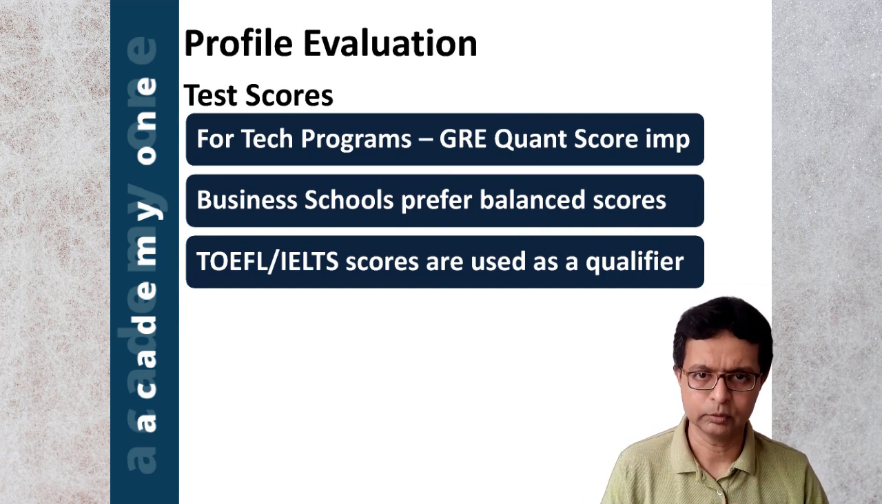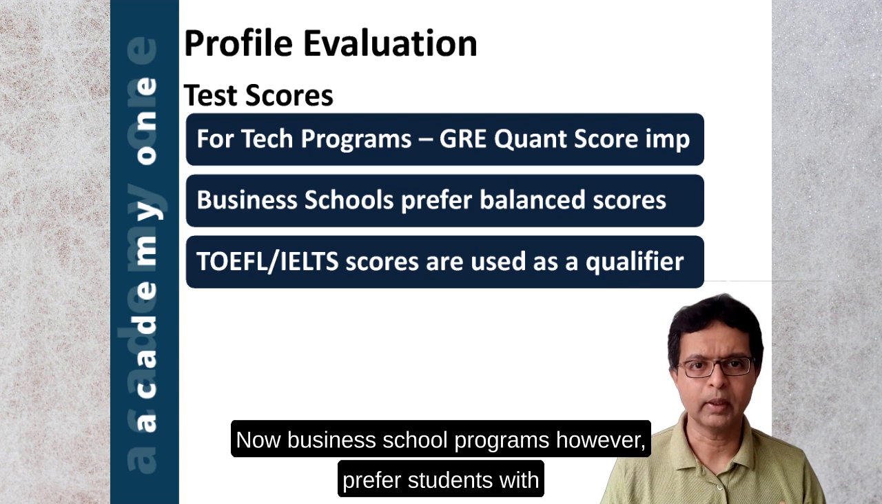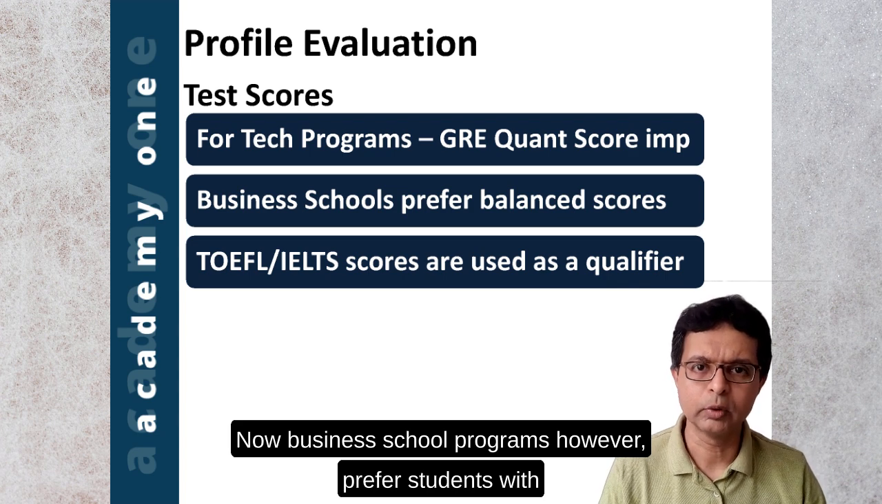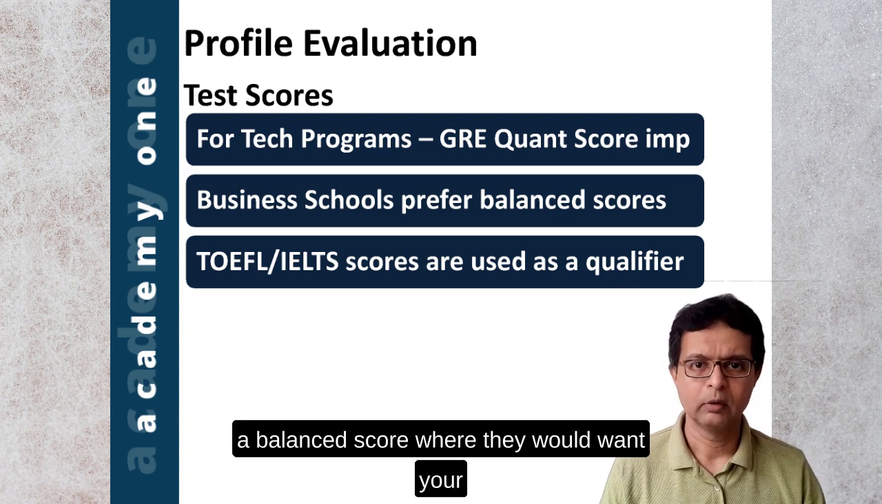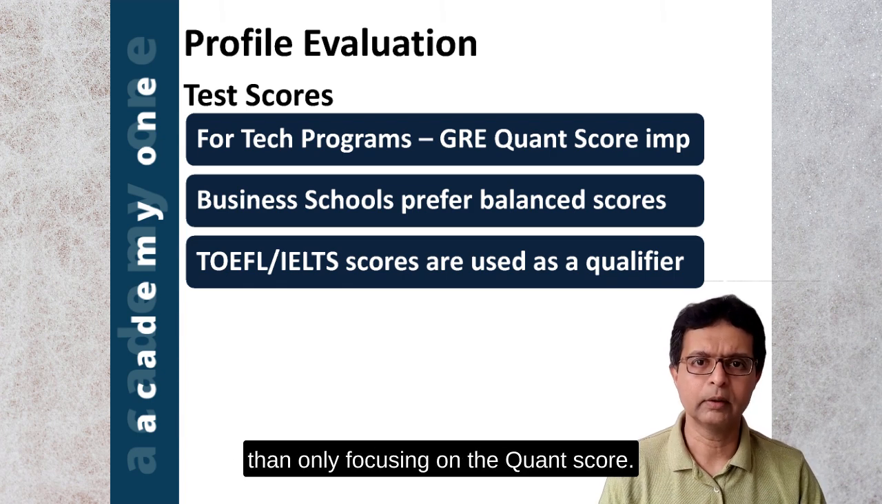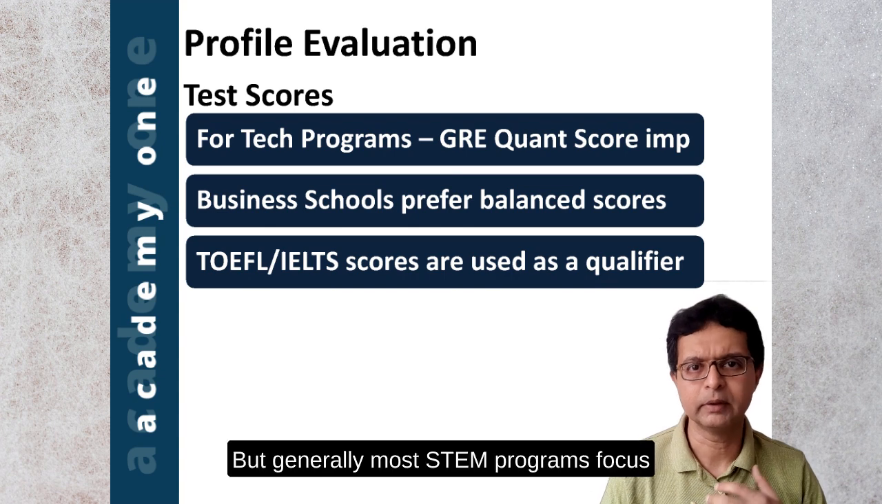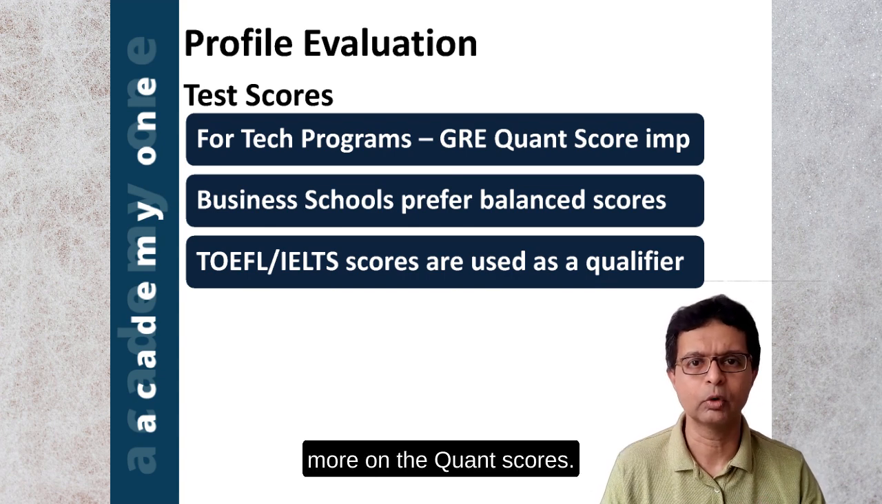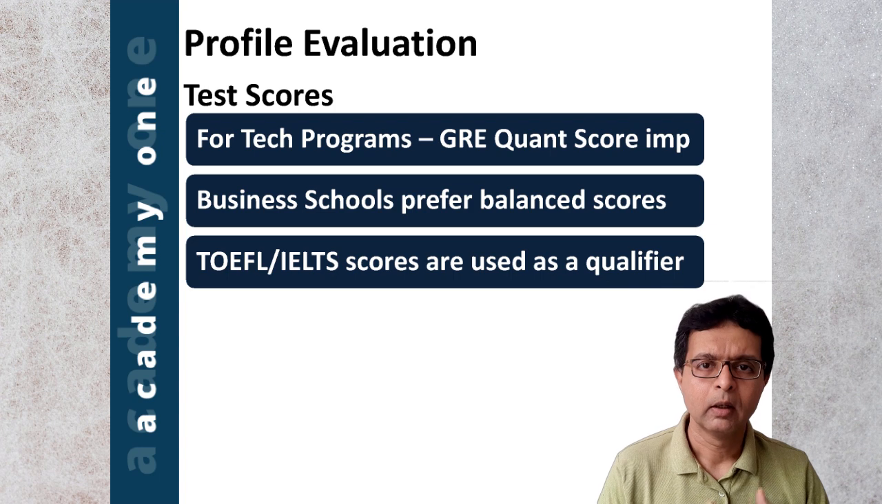Now, business school programs, however, prefer students with a balanced score, where they would want your quant and verbal to be both good rather than only focusing on the quant score. But generally, most STEM programs focus more on the quant score.